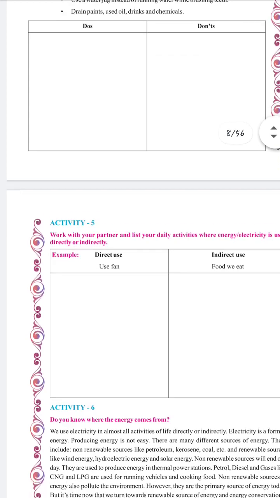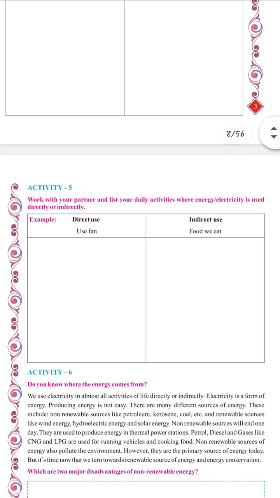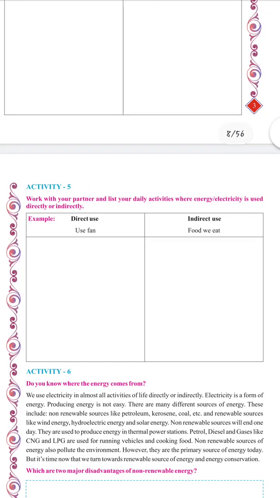After that, activity number 5 asked us to list the daily activities which required energy or electricity directly or indirectly. So I hope you might have completed activity number 1, 2, 3, 4 and 5, and today we will start with activity number 6. All those students who do not have the textbooks must purchase the textbooks from the nearby stores.